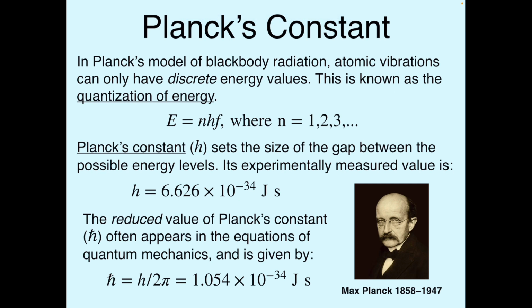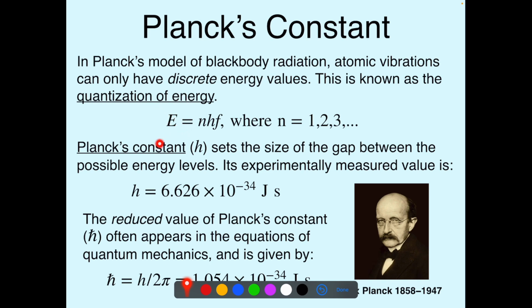So, in Planck's model of black body radiation, as I said, the atomic vibrations that lead to this light being given off can only have discrete energy values. And this idea is known as the quantization of energy. And this is going to come up a lot in quantum mechanics. In fact, notice quantization and quantum share a similar root. So what do we mean by the quantization of energy? Again, this is what Planck's formula says. The energy of the vibrations is n times h times f, where n only takes on these integer values. So the energy is quantized. It can only take on very specific values.